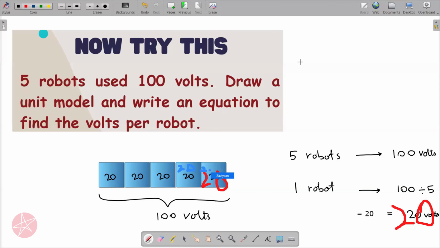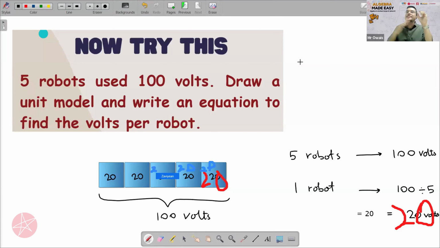So how many plus 20s do we have there? Yes, we're supposed to times. Like plus, just to check, right? So we do 20 plus 20 plus 20. So we have so many times addition. So instead we can just multiply.